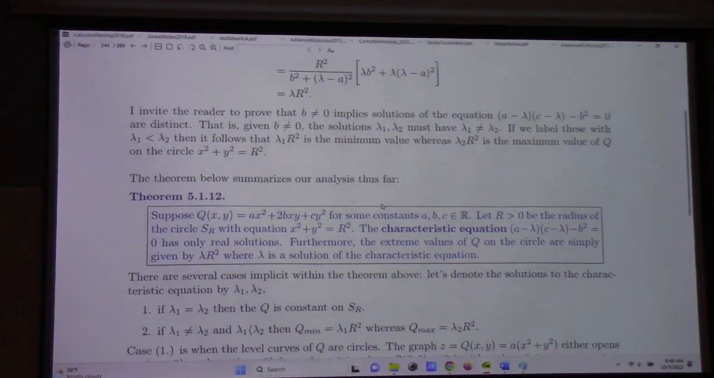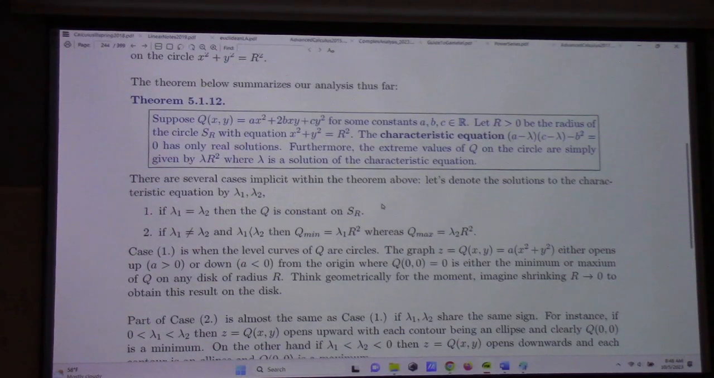Now, if you have a quadratic form on a circle, then if you solve the characteristic equation, which is this thing right here, you only have real solutions, and the extreme values for the quadratic form are simply given by lambda r squared, where lambda is a solution to the equation right here.